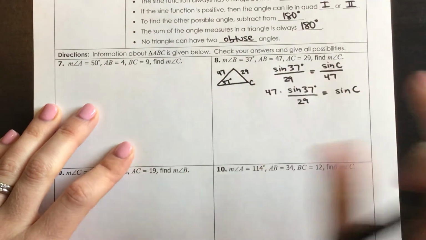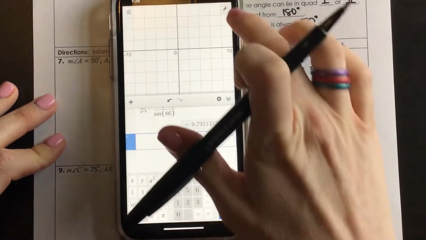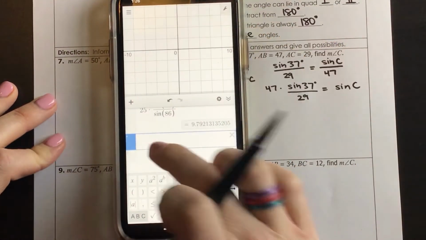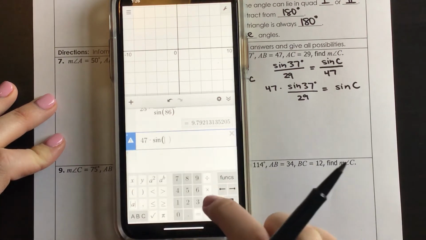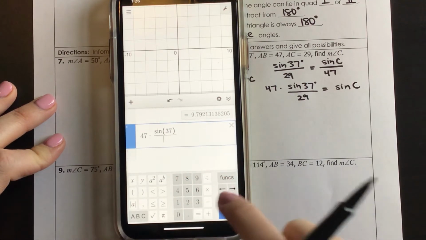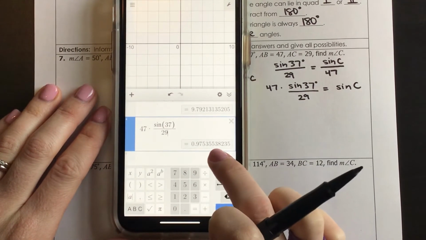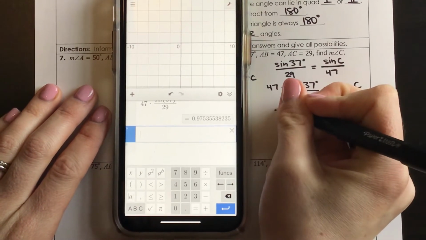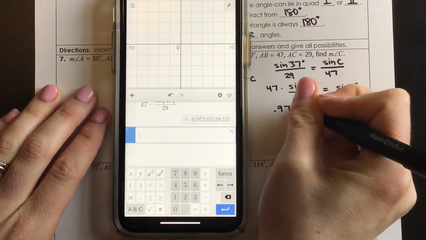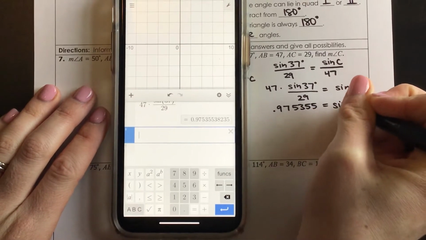We're going to plug this left-hand side into the calculator. So we want to write it down exactly as it's written. Quickly double check. You might as well do that each time, especially if the app closes out. Sine of 37 degrees divided by 29. So this is a value of sine, somewhere between -1 and +1. You want a bunch of decimals on there. I usually like to get in the habit of doing 5 or 6. So 0.97535 is the value that we get for sine of C.